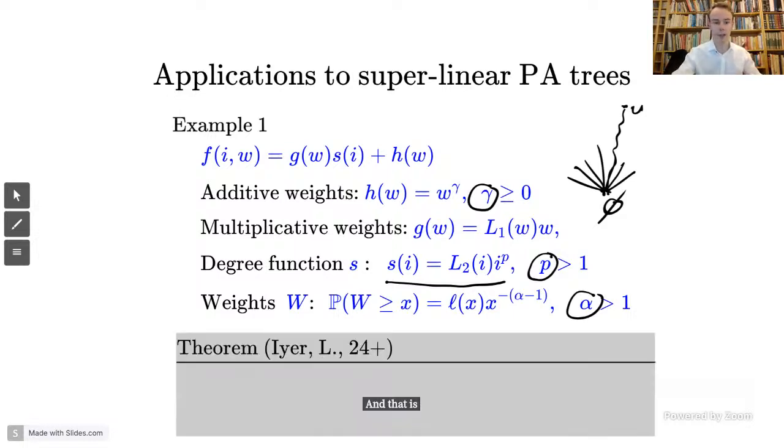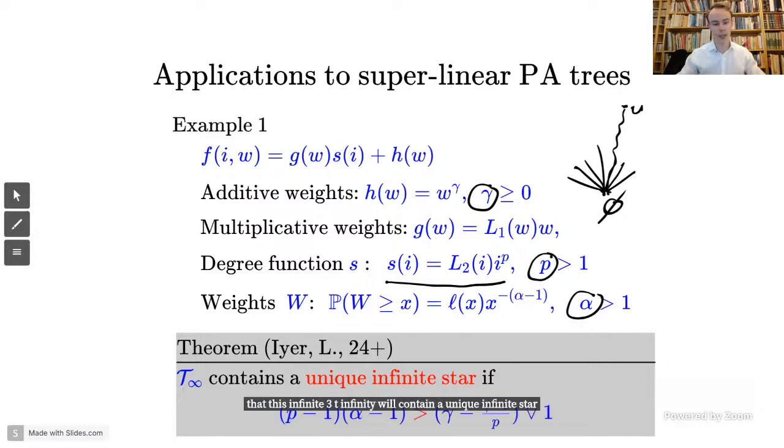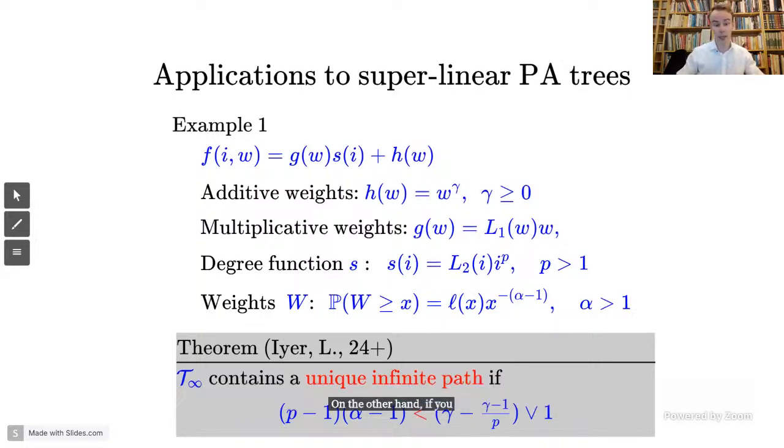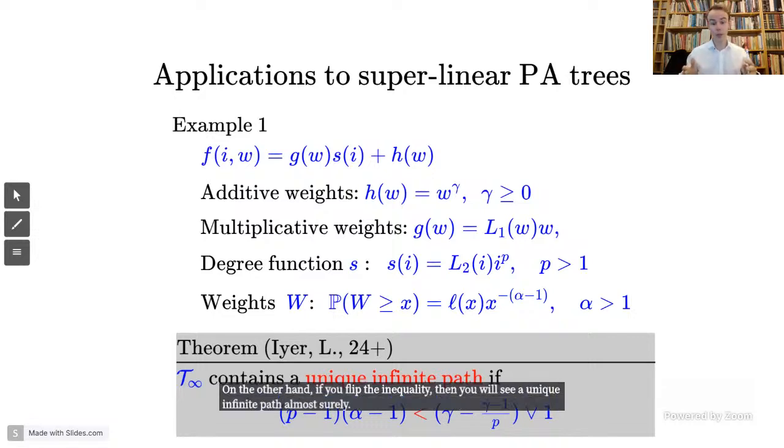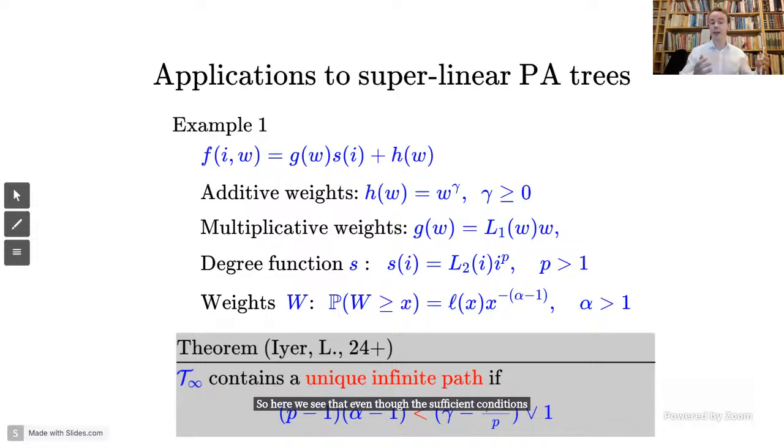And that is exactly what we see reflected in our result, that this infinite tree T infinity will contain a unique infinite star when this inequality is satisfied. So as long as either p or alpha is large enough or gamma is small enough, then you will see an infinite star. This confirms our intuition that you need to choose these parameters in such a way that there is not enough competition for these young individuals to win. So this you could think of as the weak disorder regime that Marcel discussed in some way. On the other hand, if you flip the inequality, then you will see a unique infinite path almost surely. So here we see that even though these sufficient conditions were not exactly an if and only if thing, they are strong enough to still provide us with a precise phase transition for such an example.